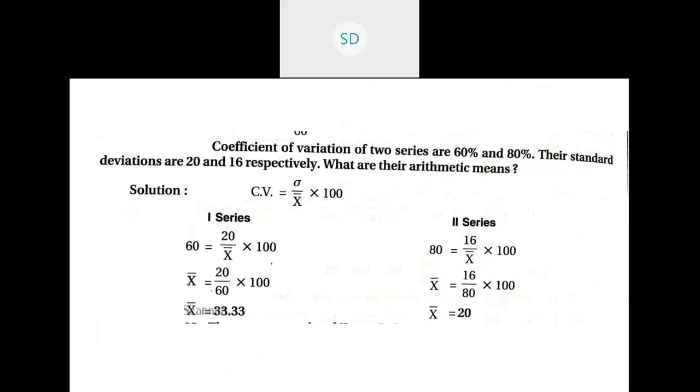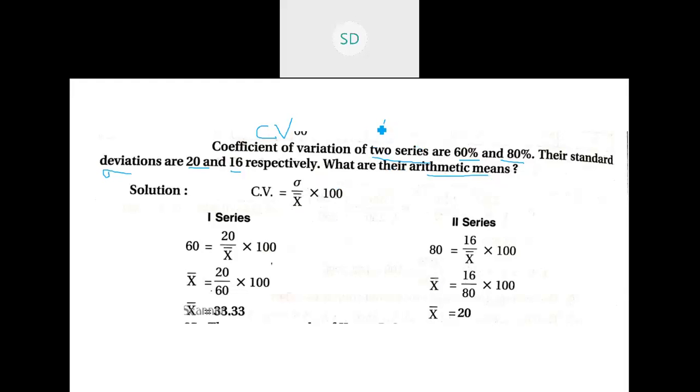Now, coefficient of variation of two series. They are giving us two series and they are saying the CV of two series are 60% and 80%. Their standard deviations are 20 and 16. What are their arithmetic means? This is the same question like the previous one, but there it was only one piece of information. Here you have two series.